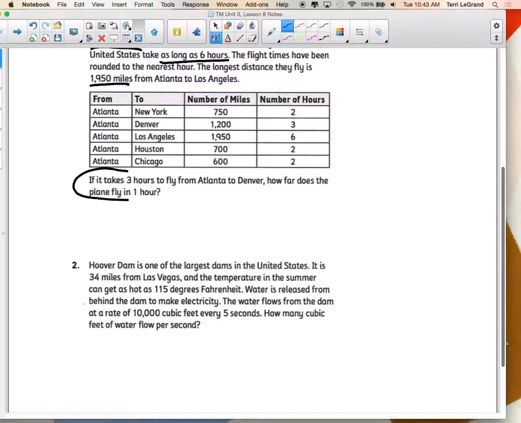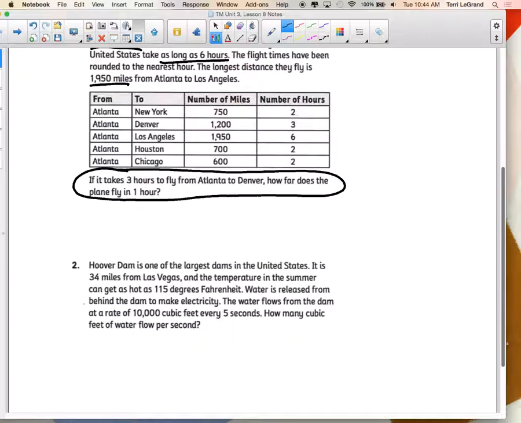Let's circle this. If it takes 3 hours to fly from Atlanta to Denver, how far does the plane fly in 1 hour? Well, if we just use that question, if we did not do anything else, would we have enough information? That's all we focus on, is the question. Do they give us enough information right there? No. What else do we need to know?